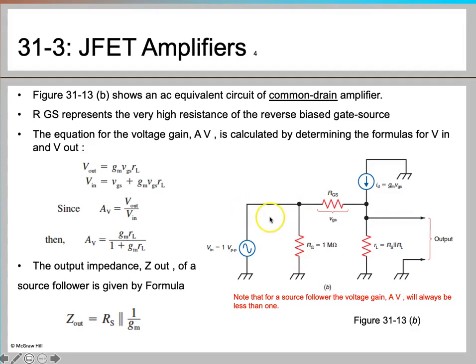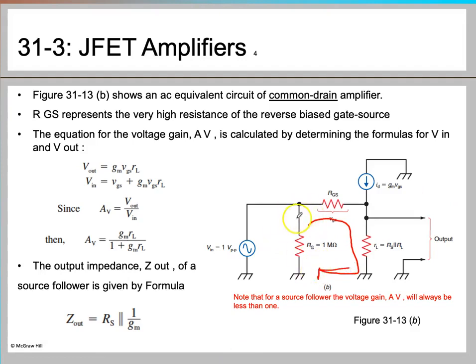If you apply Kirchhoff's voltage law, then you will get the input voltage, which will be equal to your VGS, this voltage, and then GM VGS RL. So this is your input voltage across this RG. The input voltage at this point is your V in, and that's what you see here, and this is your VGS. Let me maybe use a pen to show what loop you will be using. So this is going to be your loop.